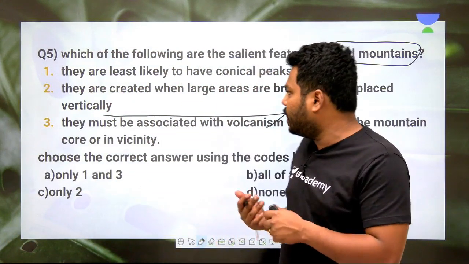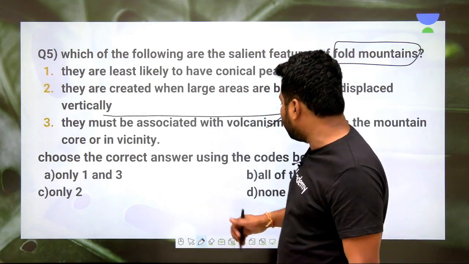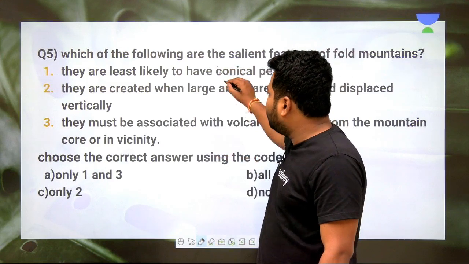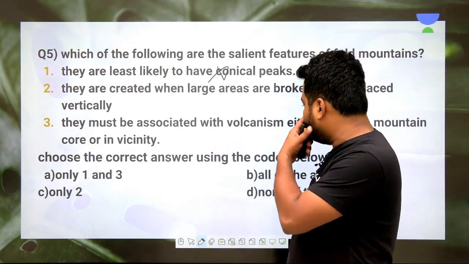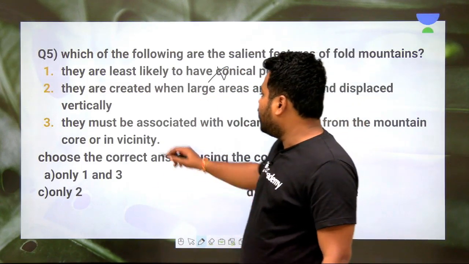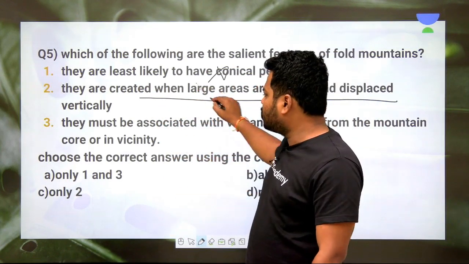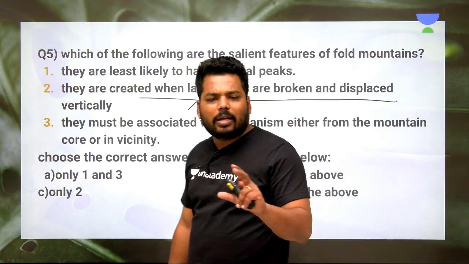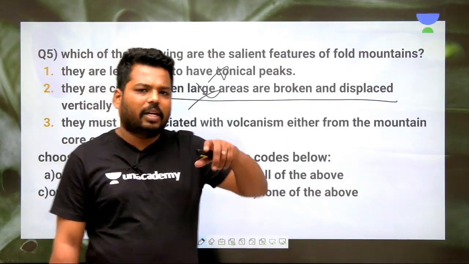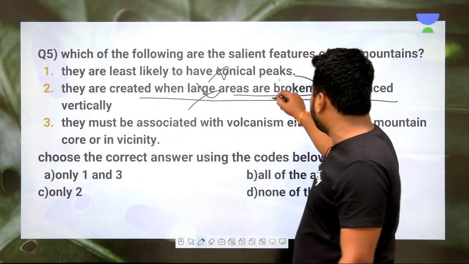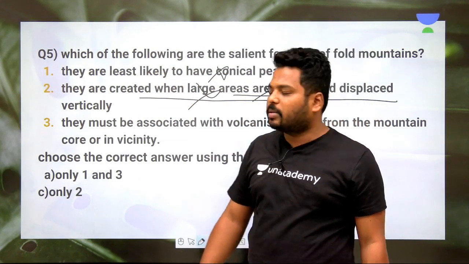And let's see what is given in the question. They are least likely to have conical peaks. They will be having conical peaks. So 'least likely to have conical peaks' is perfectly a wrong statement. They are created when large areas are broken and displaced vertically. This is also absolutely false. No large area was displaced vertically. The area was folded. Hence, 'large areas are broken' is a false statement.